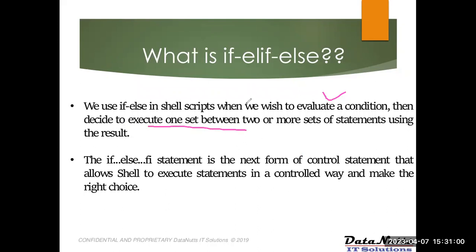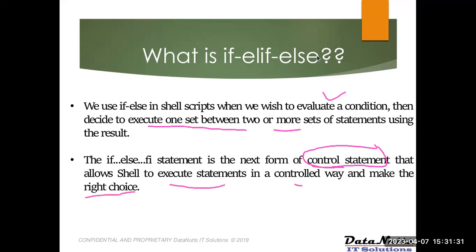So on the basis of the result of the condition, we can decide which particular set of statements gets executed. The if-else-if statement is the next form of control statement. As we get multiple choices to execute certain statements, we can say the if-else structure is a kind of control statement that allows a shell to execute statements in a controlled way and make the right choices.